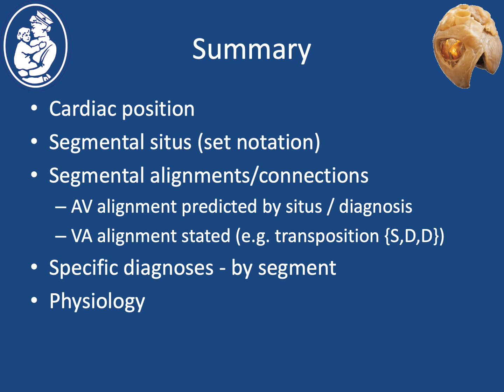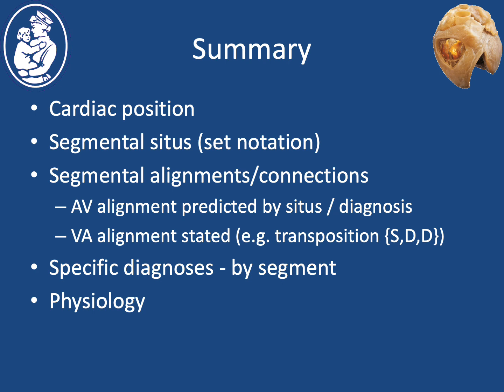On the other hand, we know that ventriculo-arterial alignment is only loosely related to the situs of the ventricles and great arteries. Consequently, we usually state the ventriculo-arterial alignment as part of the main diagnosis. For example, transposition of the great arteries, SDV, or double outlet right ventricle, SLL, or whatever the case may be. But we state the ventriculo-arterial alignment as part of the diagnostic summary, since one can't reasonably infer this from the segmental information.